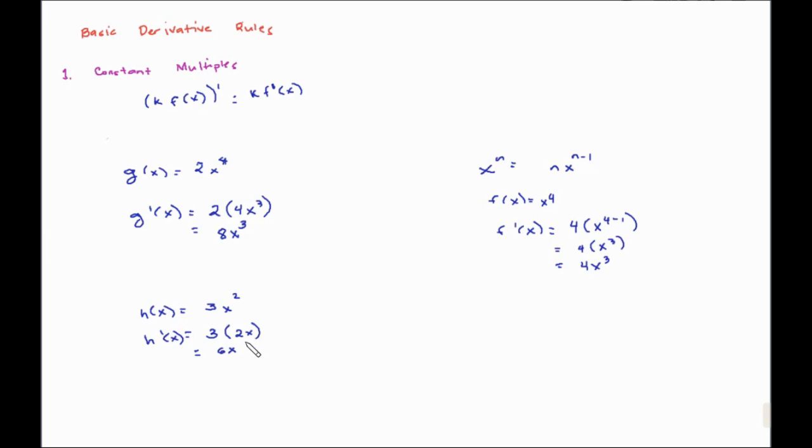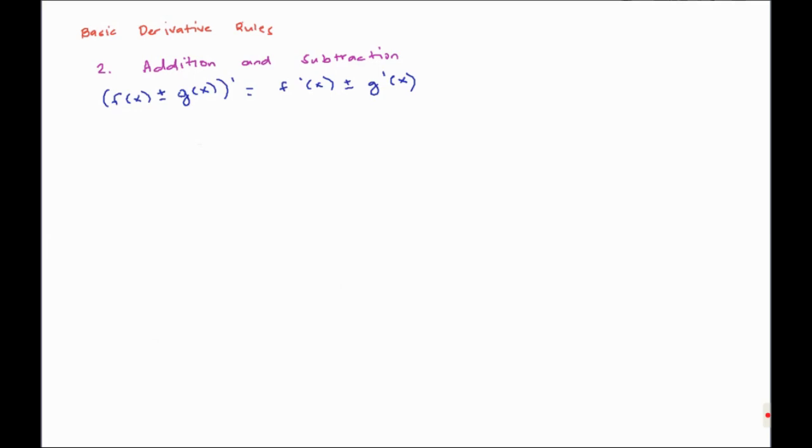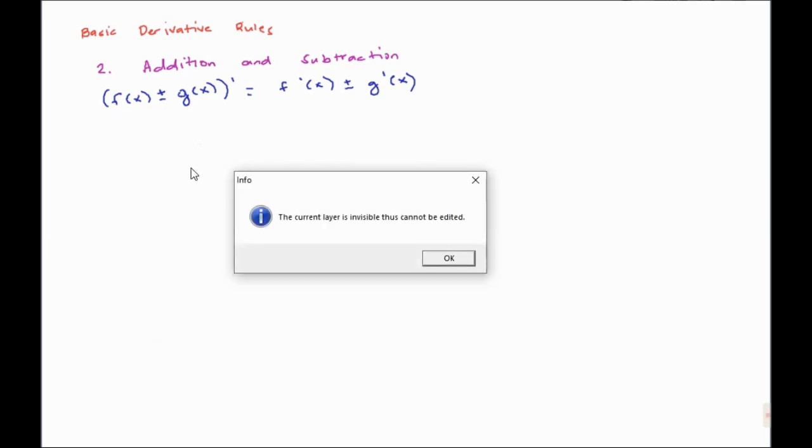That is how simple finding the derivative for constant multiples is. Now let's have addition and subtraction. This is also simple. If you have two functions f of x and g of x and you were asked to find its derivative, then just get the derivative of the first function, add or subtract the derivative of the second function. For example, you have 2x plus 1.